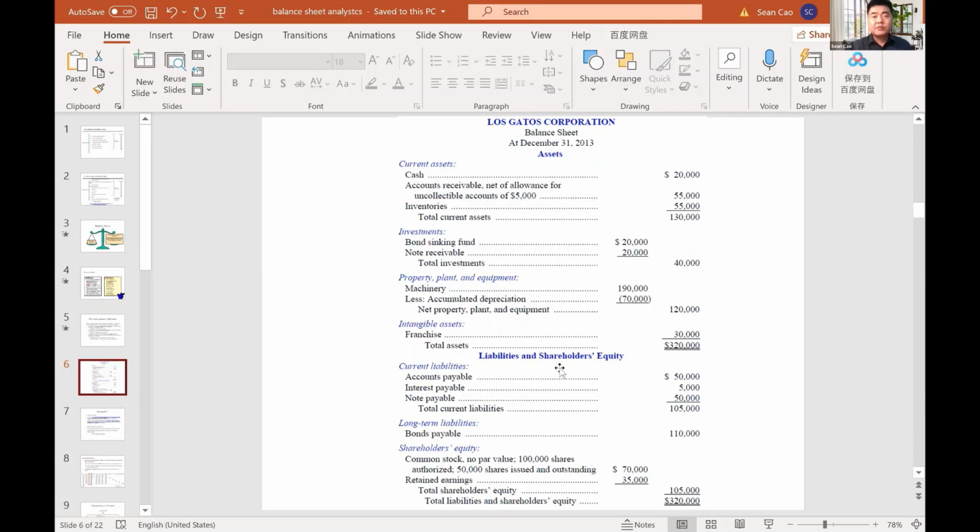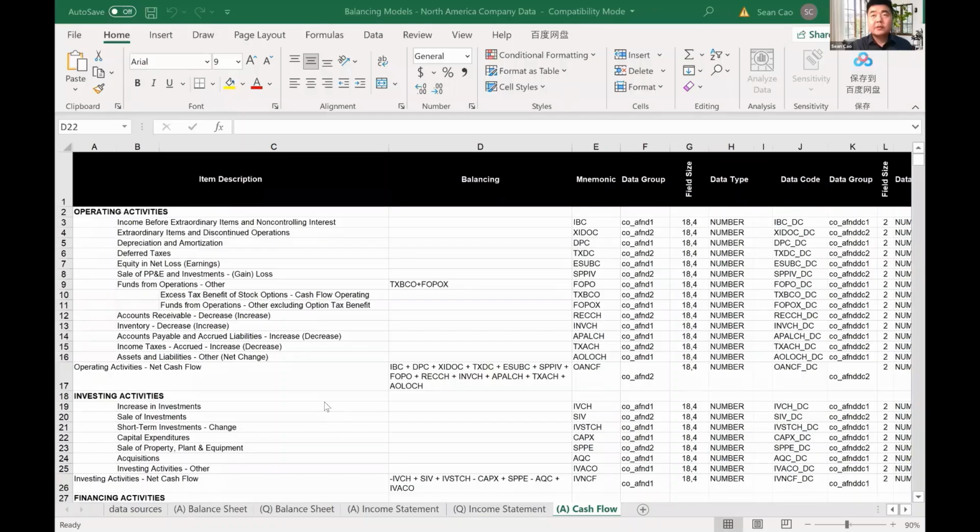Let me share my screen. This is the simplified example. Let's look at a real example of a balance sheet. Can you guys see the Excel file? Okay, excellent.